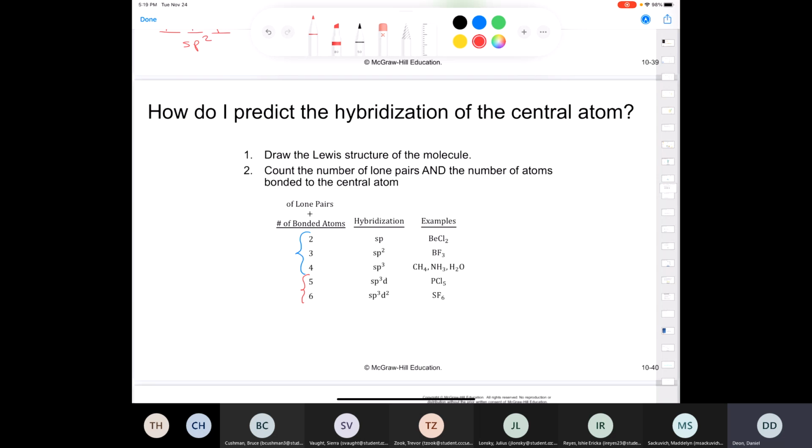The first thing you're going to do is draw a Lewis structure. By now, you should know how to draw a Lewis structure. Then you're going to count the number of lone pairs and the number of atoms bonded to the central atom. So you count lone pairs and atoms. I can't stress that enough. Let's highlight that: lone pairs and atoms. Those are the two things.